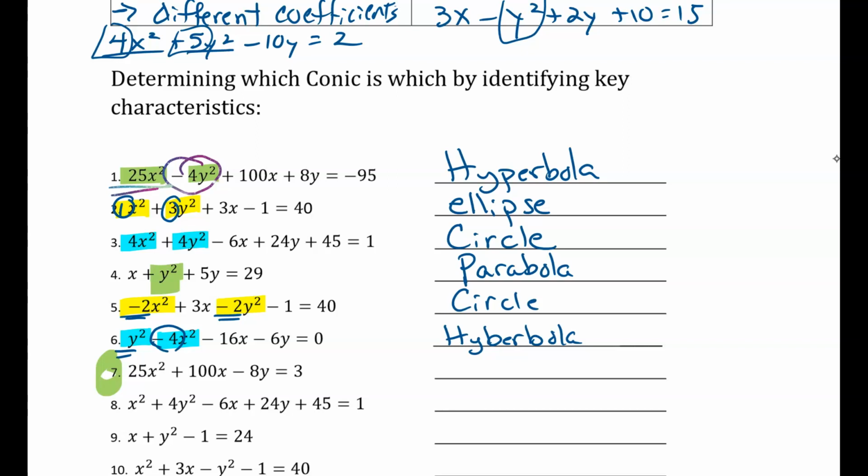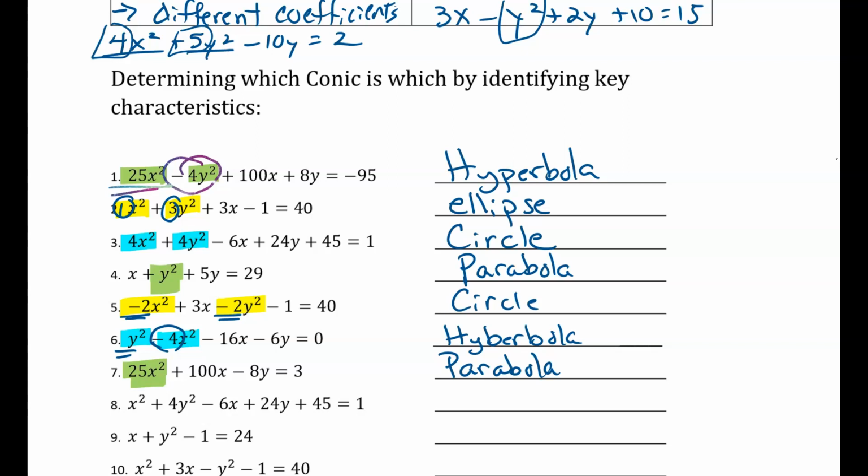All right, let's look at the next, okay? Notice there is only one term, and if there is only one term, what type of conic are we making? It is going to be, yep, a parabola. Awesome. Okay, let's look at our next one.